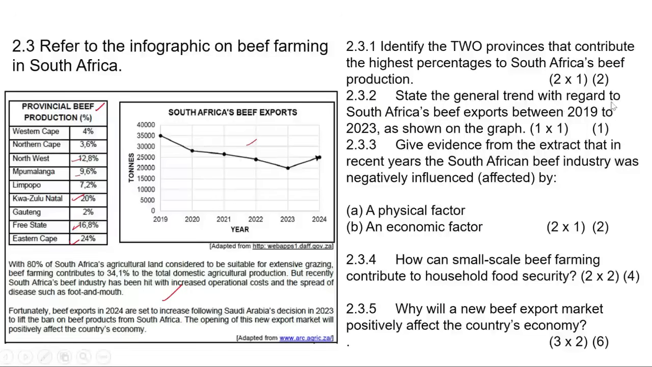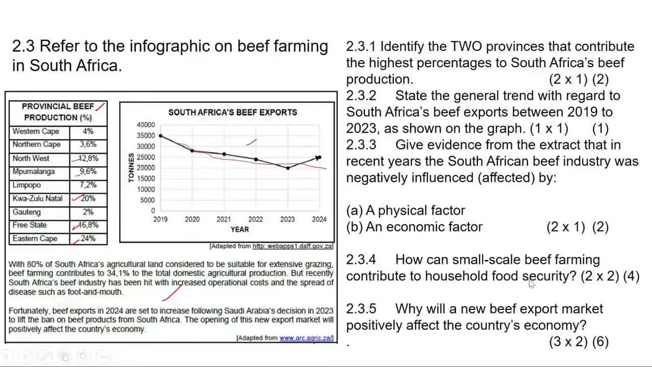State the general trend with regard to South Africa's beef exports between 2019 and 2023. All you need to do when you're looking at that is look at the trend there. Is it increasing or is it decreasing? State the general trend: you say it is increasing or decreasing. Give evidence from the extract. So according to this, the trend there is decreasing.